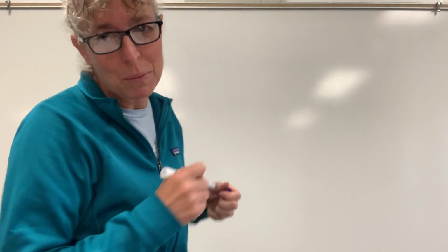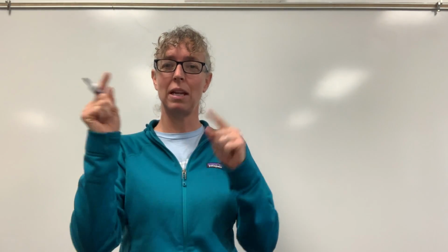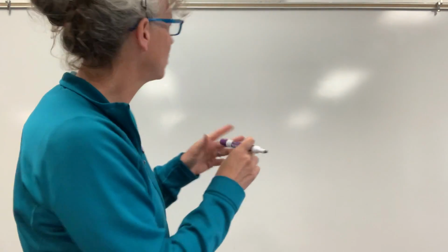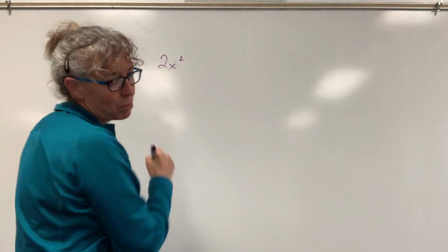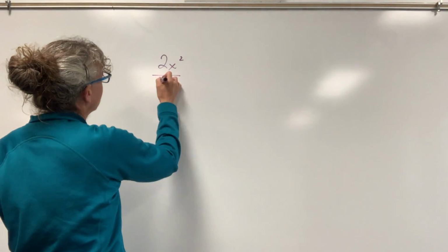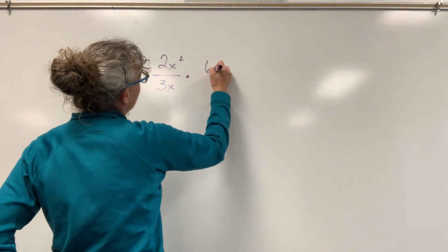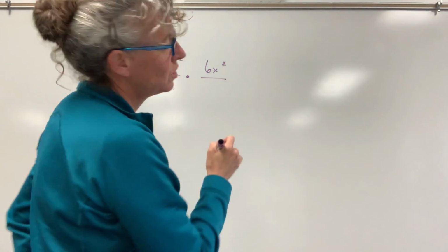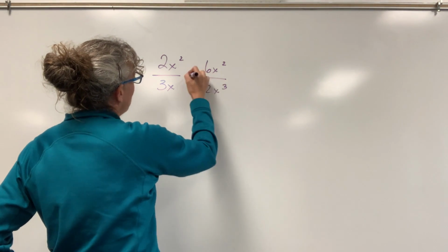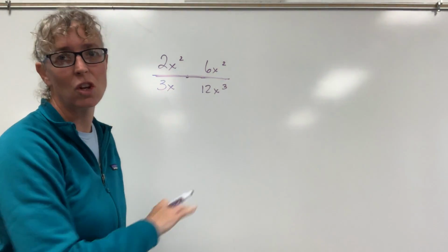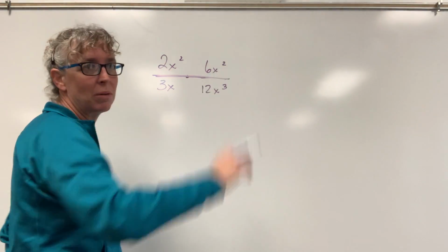12.5, page 802. Here we go. Example number 1, find the product. Product means multiply, right? Good news, remember when we're multiplying, we can cross things off above and below on a fraction thing, right? We learned that yesterday. So 2x squared over 3x times 6x squared over 12x cubed. Okay, so this is multiplying, so really this is all one thing because it's all multiplying, so they could all just be written next to each other.